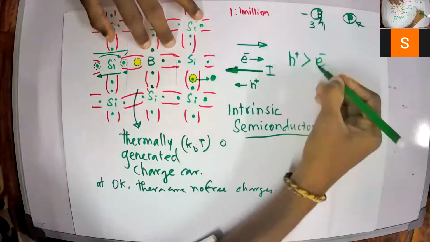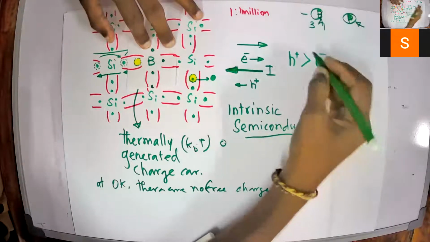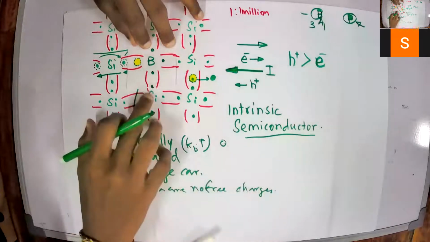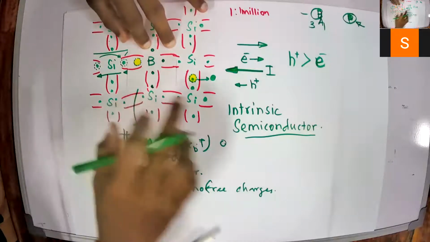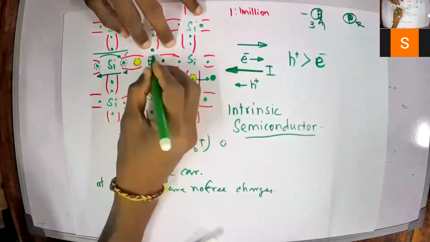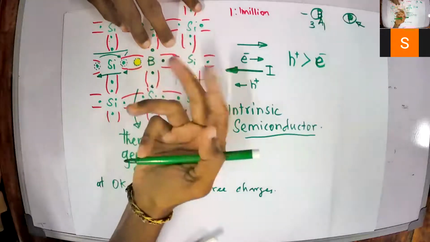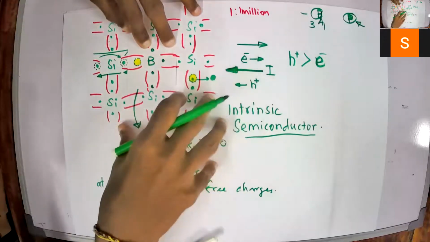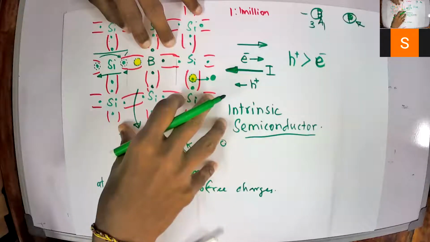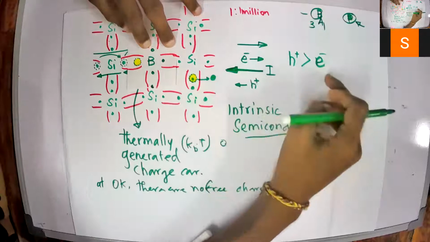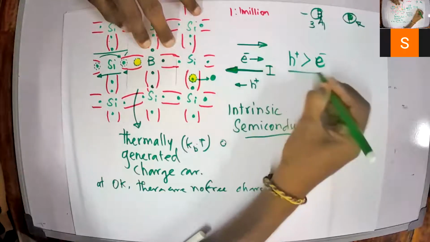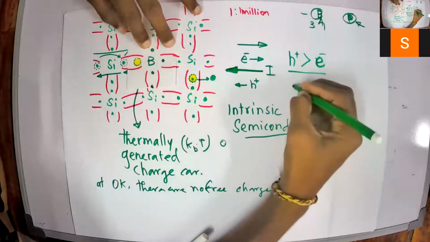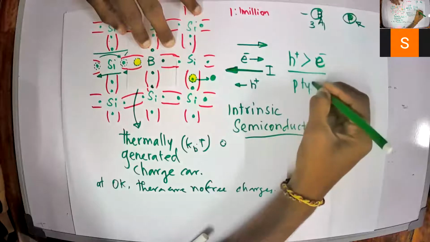Number of holes will be greater than number of electrons in this material. It doesn't mean that the material has a positive charge. No, but the number of holes is higher. Since boron has only 3 protons, plus 3 electrons, the net charge of the material will be 0, right? But the number of holes will be greater than the number of electrons. Hence, we call it a positive type semiconductor or p-type semiconductor, right?